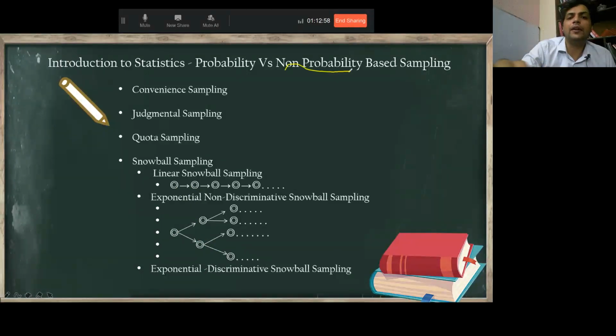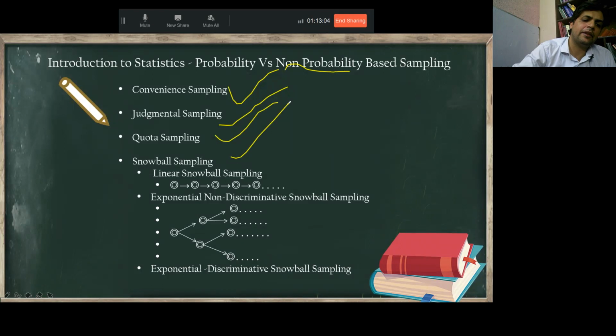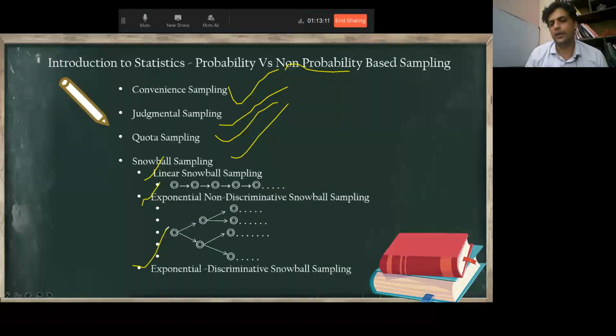Non-probability sampling has convenience sampling, judgmental sampling, quota sampling, and snowball sampling. In snowball sampling, there can be different techniques: linear snowball technique, exponential non-discriminative snowball technique, and exponential discriminative snowball technique.